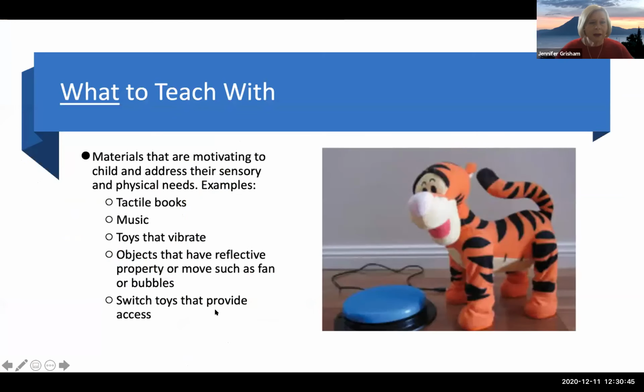We also want to think about things that we can use to teach with. And so materials that are motivating for a child to address their sensory and physical needs. And so I've just listed a few here. Tactile books, music is often something that's very motivating to children with low incidence disabilities, toys that vibrate. For children who have visual impairments, objects that have reflective properties or move, such as a fan or bubbles, or for children with physical disabilities, switch toys, like the one I've got here with Tigger.